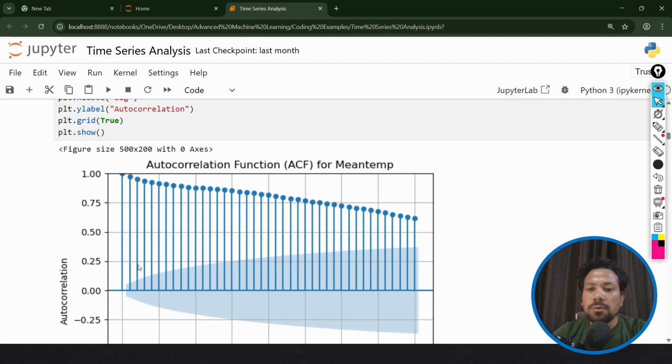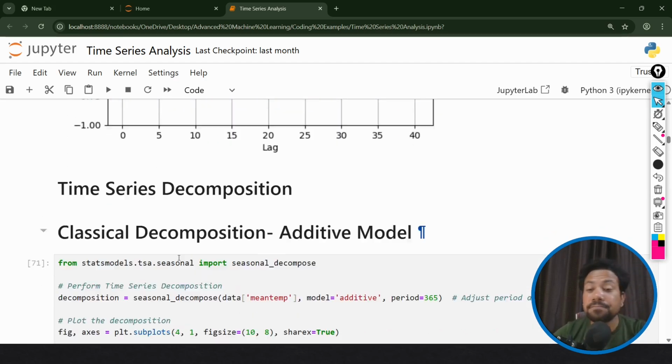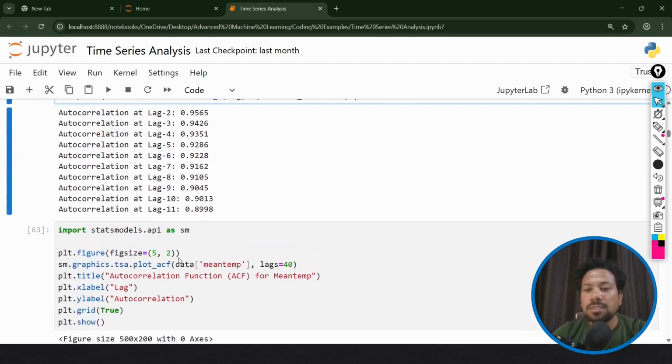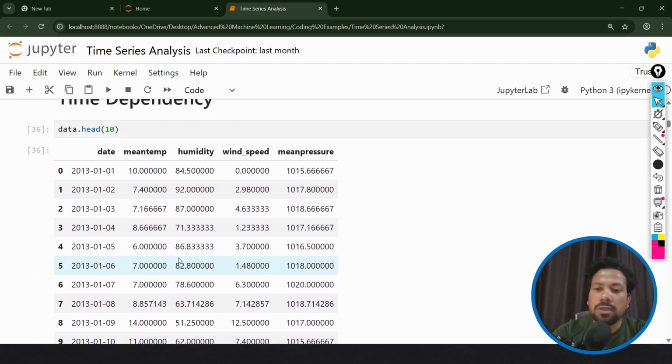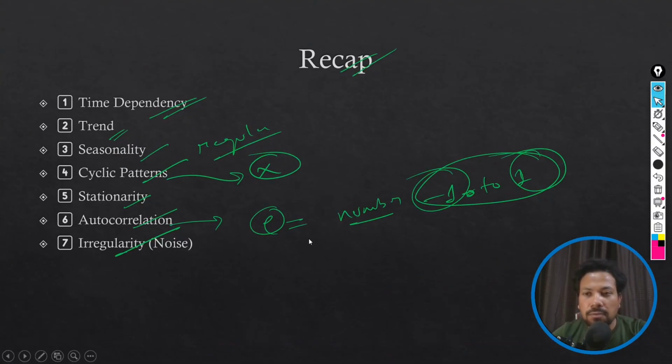Now I'm going to talk about this particular graph in my next video. We are going to talk about classical decomposition in our next videos. So for this video, I think I have explained all the concepts.